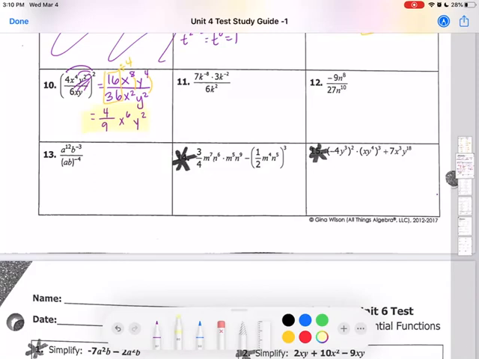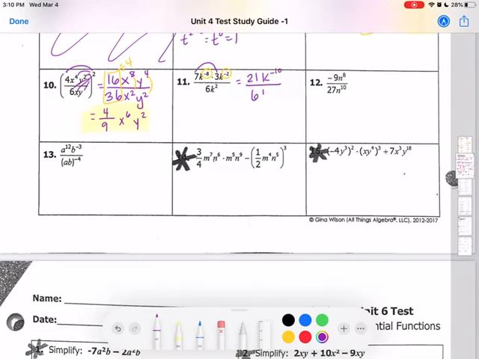All right, the next one. I am going to, once again, simplify the top, and then I will use quotient rule to simplify the entire thing. So first I'm going to multiply 7 times 3, and I get 21. And then I'm going to add these exponents together. I have negative 8 plus negative 2, which is going to give me a negative 10.